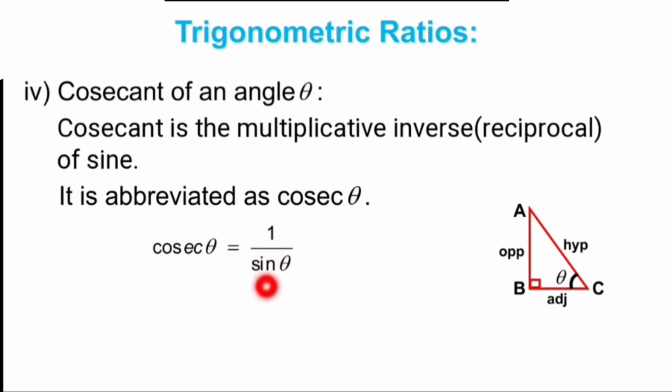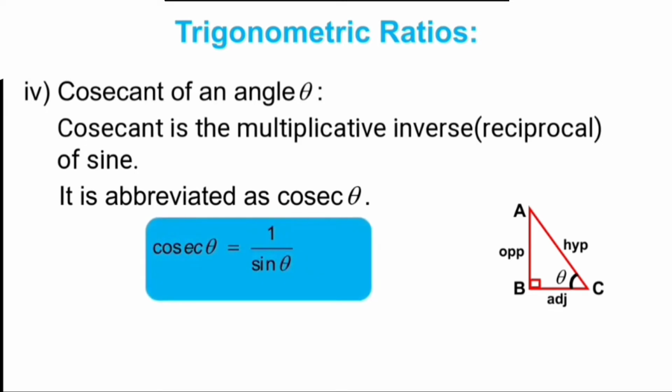Children, how do we define sine theta? Yes, it is opposite side by hypotenuse. So, it can be written as 1 whole by opposite by hypotenuse. Now, let us take the reciprocal of it. Then we get cosec theta is equal to hypotenuse by opposite.